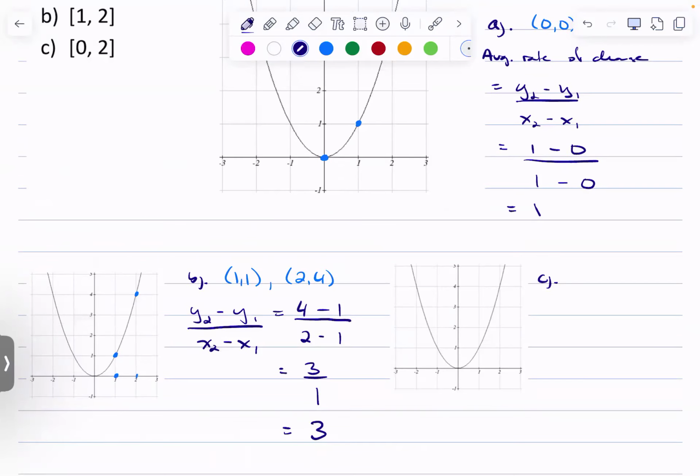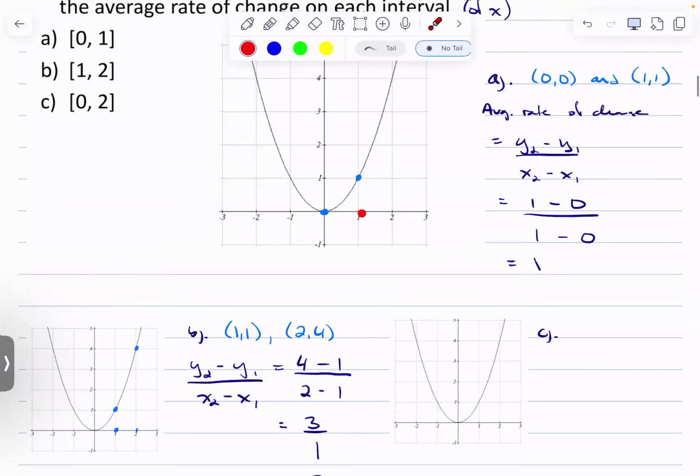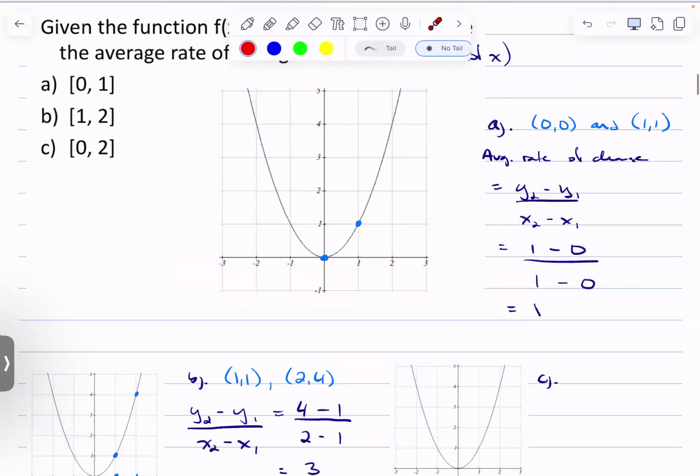What do you think will happen between 0 and 2? So we found the average rate of change between 0 and 1 is 1. And then between 1 and 2 is 3. Right? What if I look at the entire interval now, 0 to 2? It is the average rate of change. Let's see if it checks out.